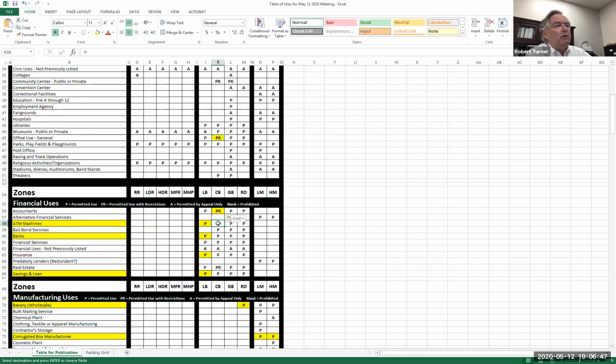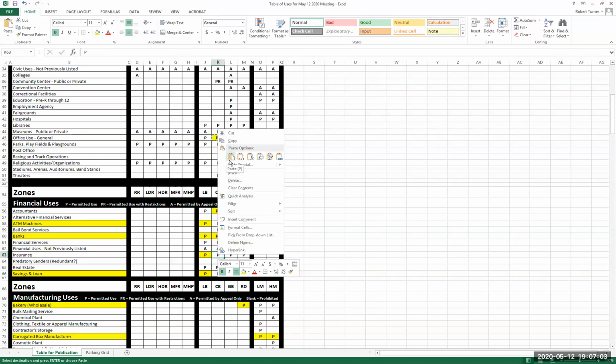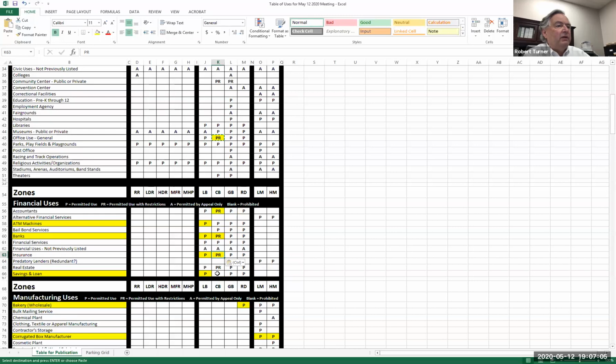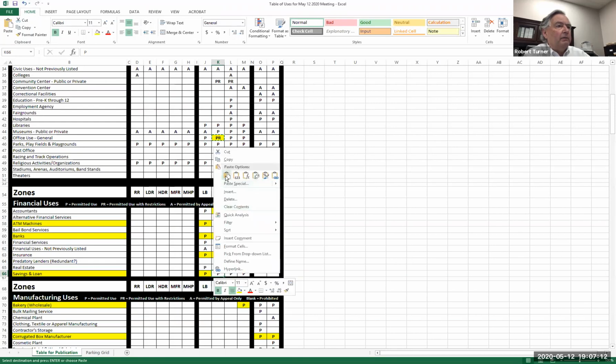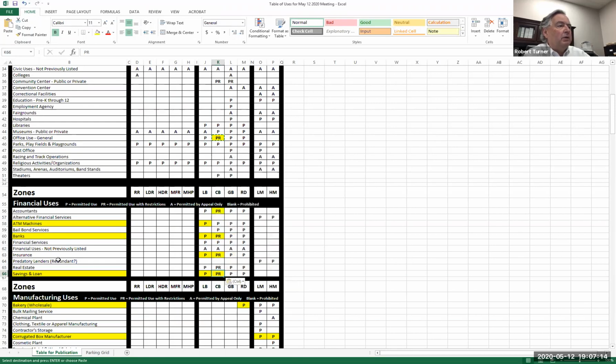Right. So the restriction is 50% of office space, and actually Mindy's done an analysis of how much retail space and office space we have on the square. I don't think the ATM machines have to have that though, George. Probably not. And I don't know if we can go into that.